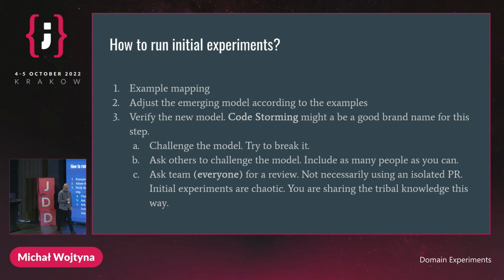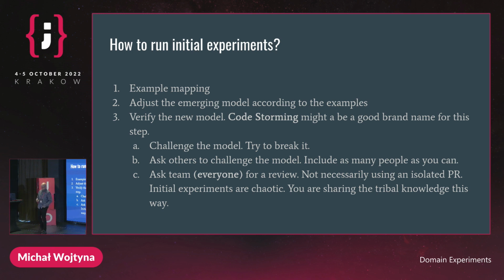Then we adjust the model to these examples, so the model that is emerging corresponds well to the examples. And we can write these examples as unit tests. I'm going to show it in a moment, how we can do that. Then we verify the model. And the name I came up with is something I call code storming, might be a good name for this step. We are basically trying to break our model, to challenge it, to check if it really suits our needs. So we try to challenge it, to break it.